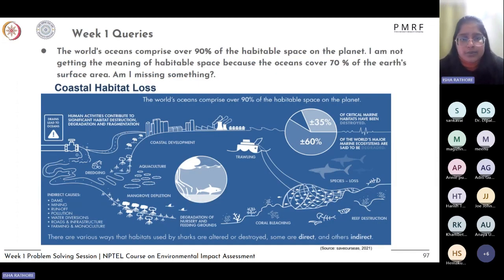So this is another query. The world oceans comprise over 90% of the habitable space on the planet. I'm not getting the meaning of habitable space because the oceans cover 70% of the Earth's surface area. Am I missing something? Okay, so this is in response to this figure where it says that the world oceans comprise 90% of the habitable space on the planet.